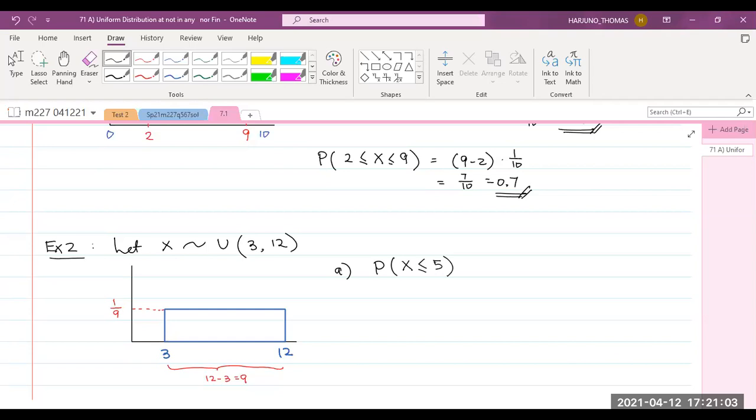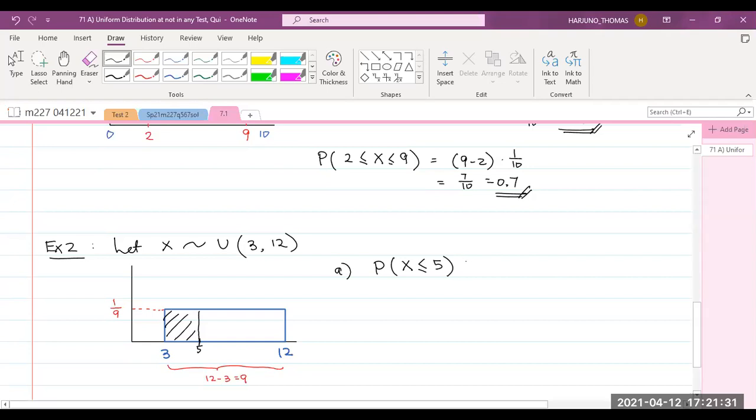What is the probability that x is less than 5? So take 5 on that number line. Let's say this is 5. Less than 5 refers to this section here. Right? Now, the probability that x is less than or equal to 5 is equal to the area associated to that interval.